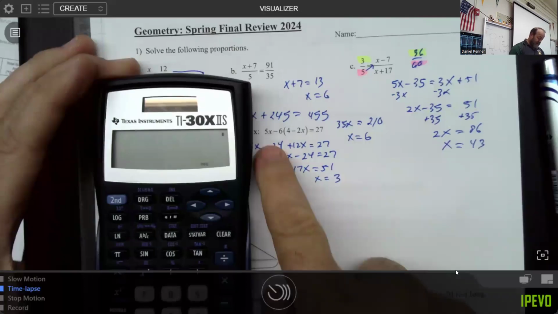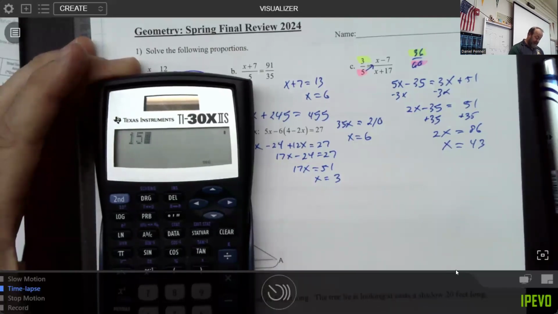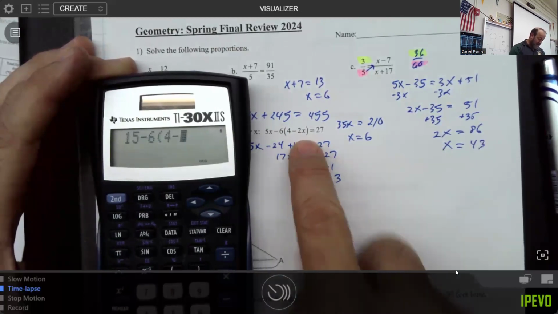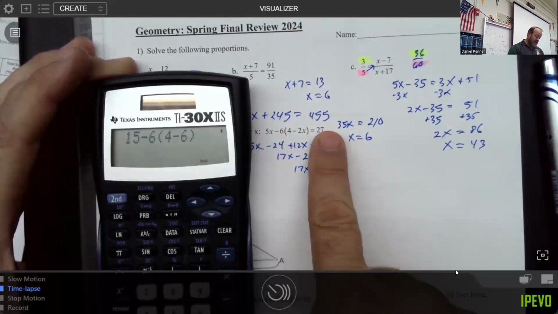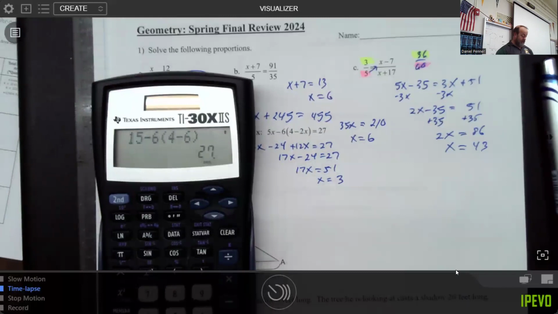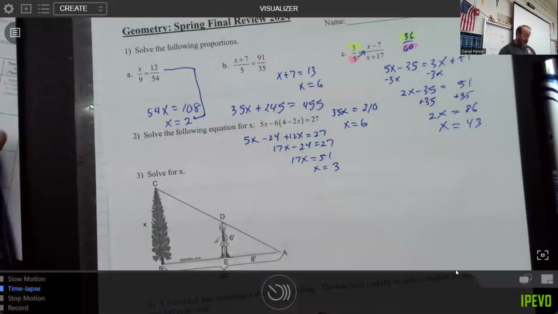So 3 times 5, of course, is 15. So I got that. Minus 6 times, let's see, 4 minus 2 times 3 is 6. And I'm hoping that that answer is going to be 27. So you see how that was not very hard to check my answer. I don't think I had a headache after I did it.